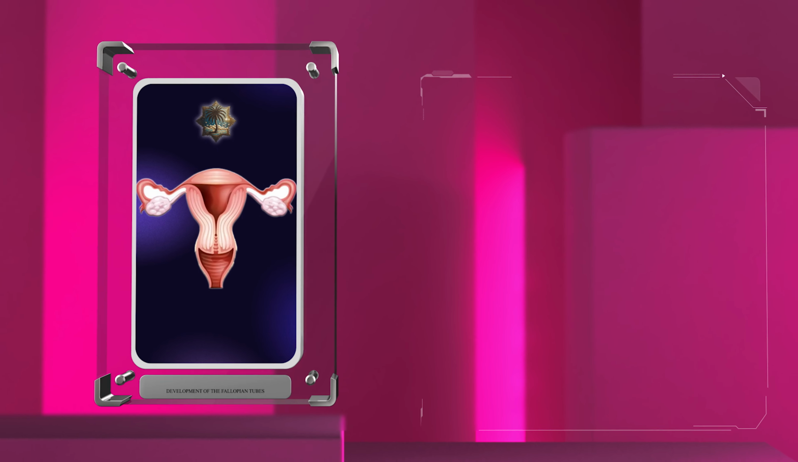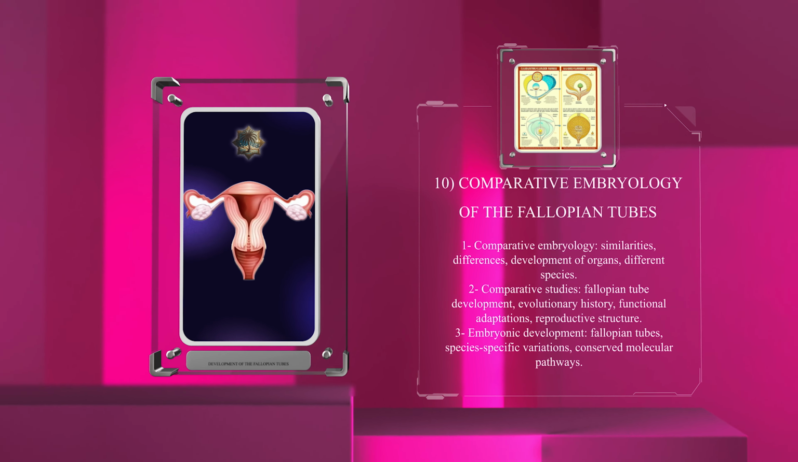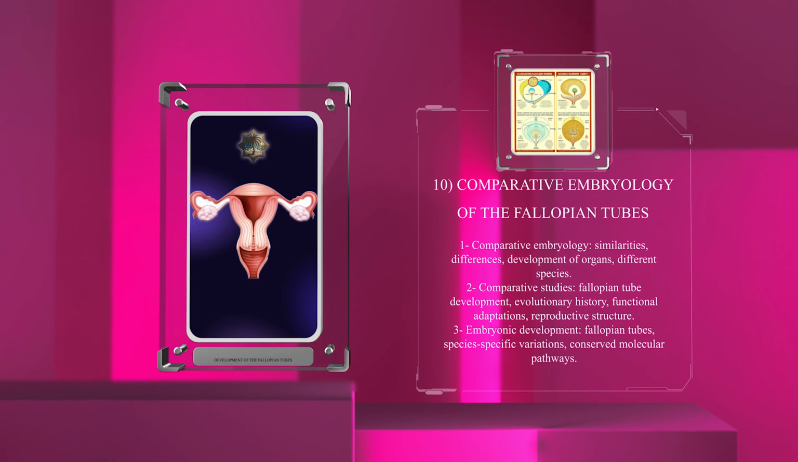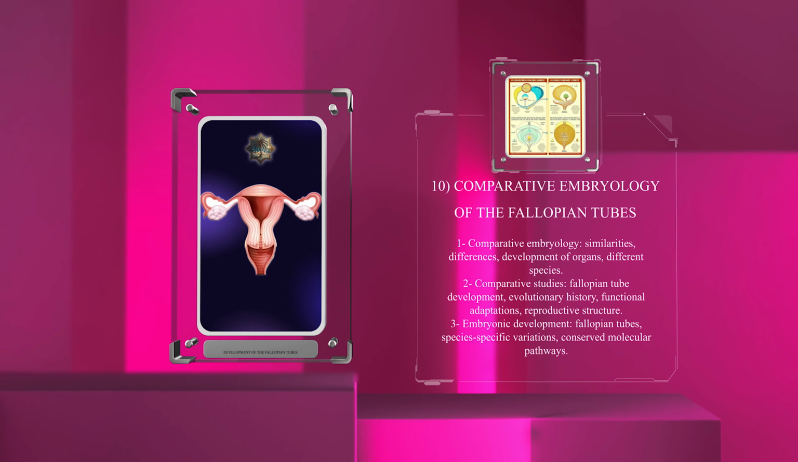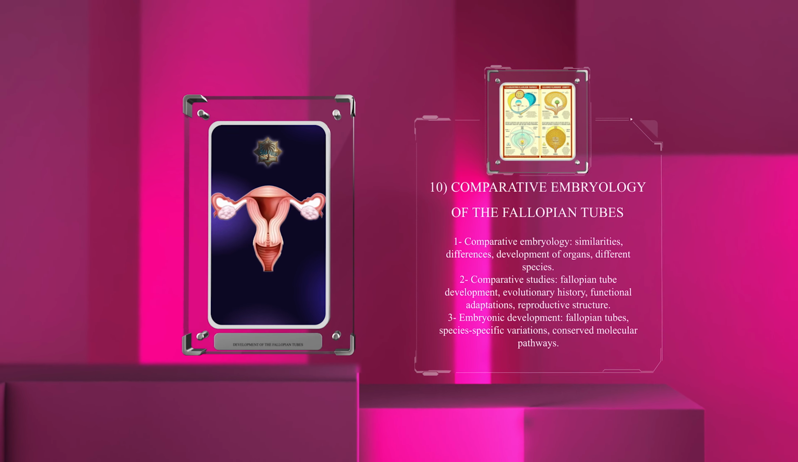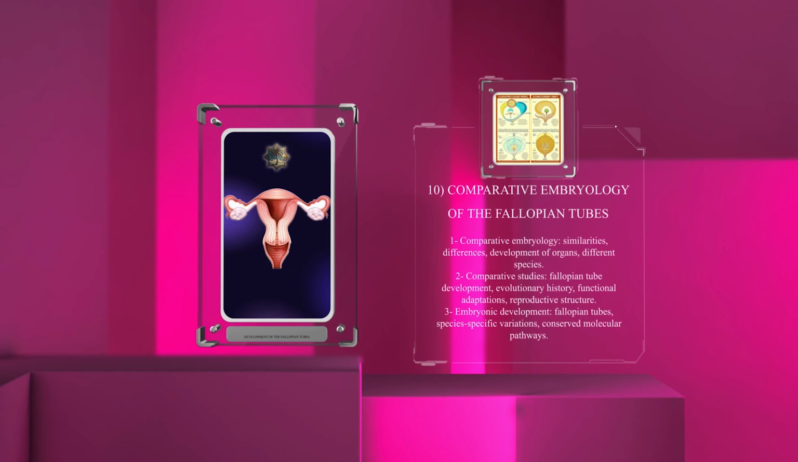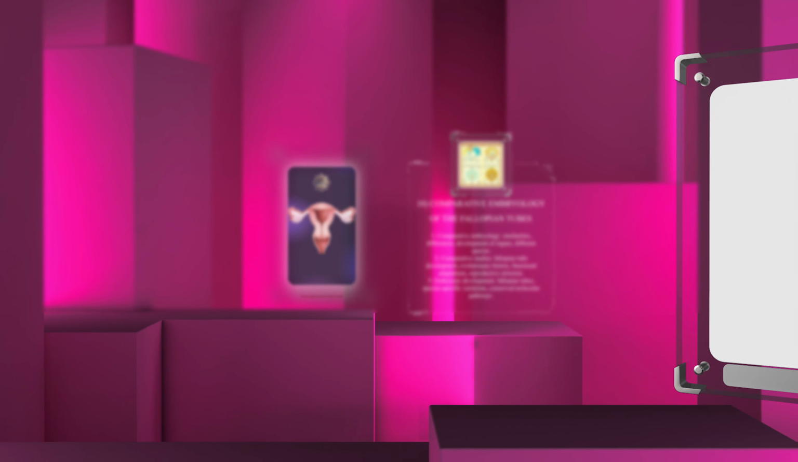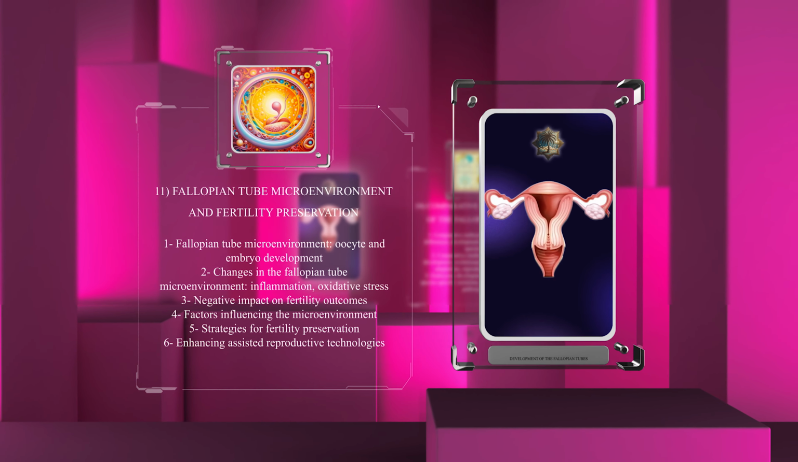Comparative embryology studies the similarities and differences in the development of organs among different species. Comparative studies of fallopian tube development offer valuable insights into the evolutionary history and functional adaptations of this vital reproductive structure. By studying the embryonic development of the fallopian tubes across species, we can gather information about conserved molecular pathways and identify species-specific variations.